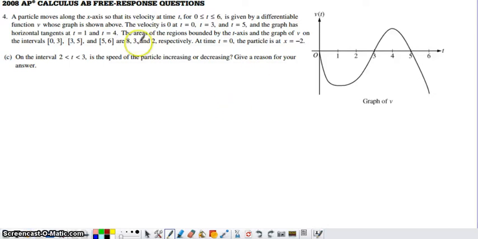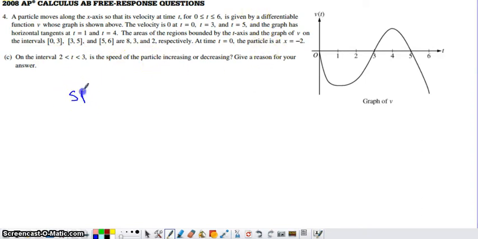So in this video we'll check out part C and D of 2008 number 4. It is a no calculator question, and we have this velocity graph that we're working with. In part C here it says, between 2 and 3, is the speed of the particle increasing or decreasing? Give a reason for your answer.